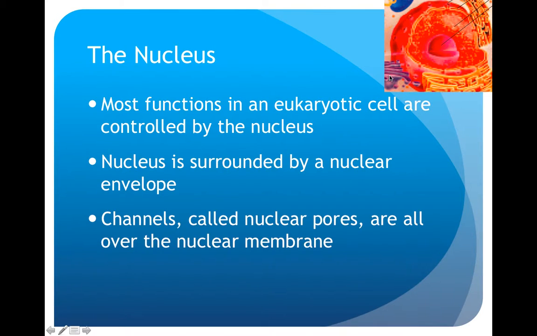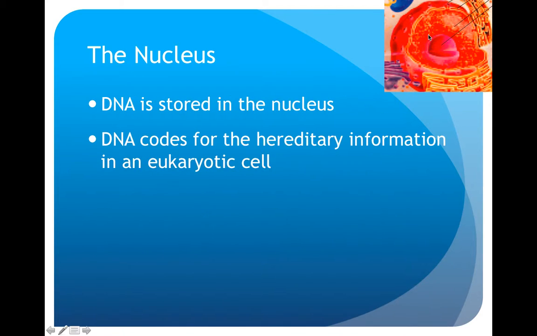The nucleus, still pictured up here, functions in a eukaryotic cell. Most functions are controlled by the nucleus in a eukaryotic cell. This is the center point. This is where all the information is. It is surrounded by a nuclear envelope. So if you see this area right here, that's what it's surrounded by, and everything else in here is the nucleus contents. Channels called nuclear pores, that's these holes that my mouse is pointing to, are all over the nuclear membrane, so things can come in and out. This is where the DNA is stored, and DNA codes for hereditary information.